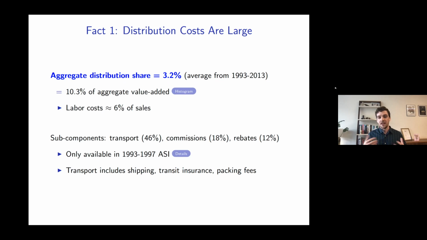Now, what's nice is that for the years 1993 to 1997, the ASI actually reports how big these different subcomponents are. In particular, the transport cost component, which is what the manual says will include shipping fees, freight, transit insurance, and packing fees, is about half of this. Another big component is commissions, which is 18%, and also rebates, which is another way in which manufacturers might be paying for higher quality distribution in distant markets.